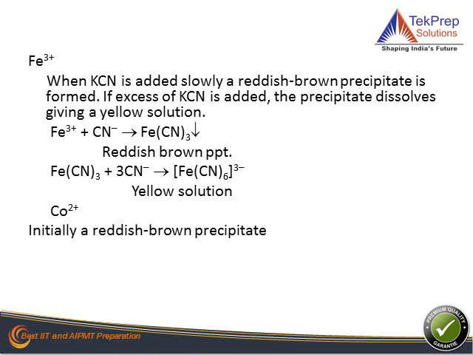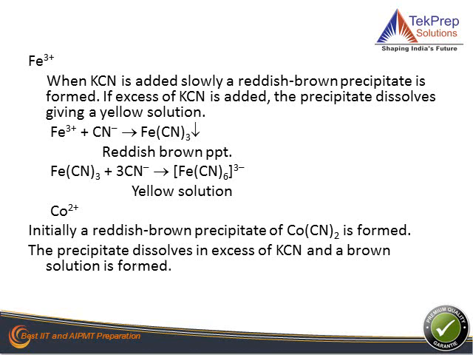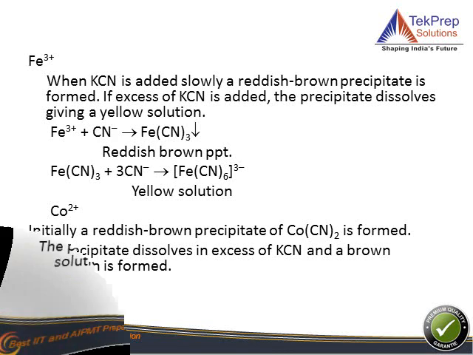Now let's look at how it reacts with cobalt. With cobalt, it does give us a reddish brown precipitate, a paste, and it also dissolves with more potassium cyanide to give us a brown solution. This is the right answer. However, let's look at how the copper cation works with it.